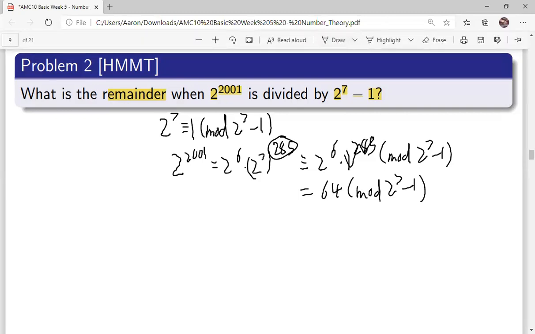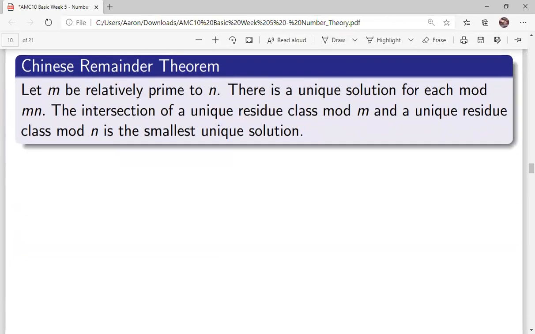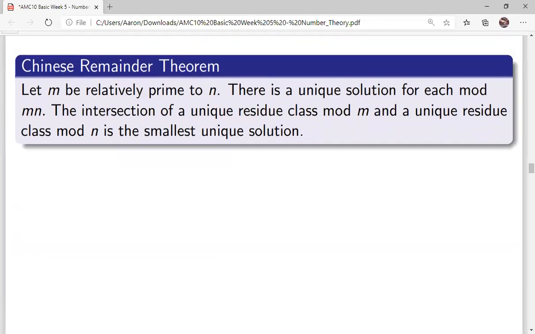All right. If not, I'll move on to the Chinese remainder theorem. So let m and n be relatively prime numbers. And then there is a unique solution for each possible combination of moduluses m and n for each modulus mn.